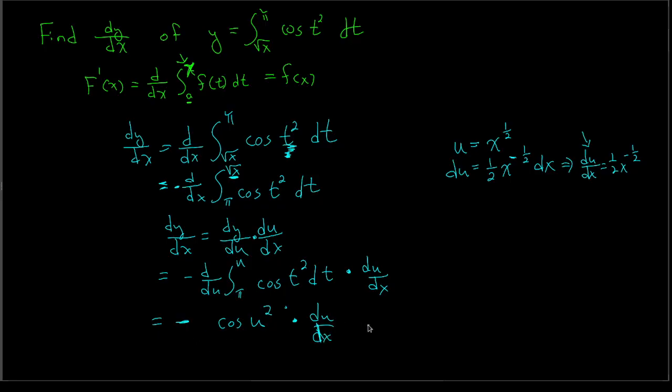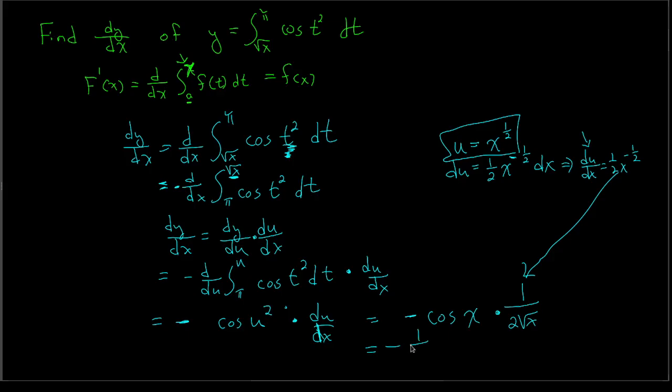And with a variable substitution, u was x to the 1/2. So this is going to be negative cosine x times 1 over 2 root x. So I'm bringing this down here. And all said and done, it looks like this. And we have our solution using the first part of the fundamental theorem.